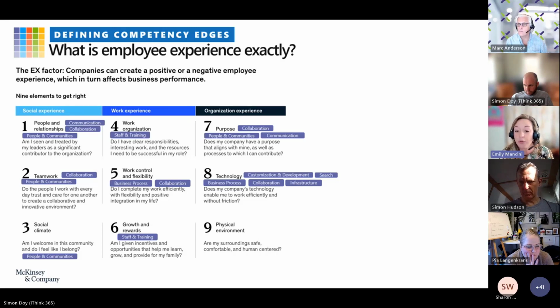And then when we're looking at growth and rewards, I see that sitting within staff and training as well, having that formal recognition. Though I would say we can add informal recognition into people and communities as well, as there are a lot of celebrations that we see happening in things like Viva Engage.